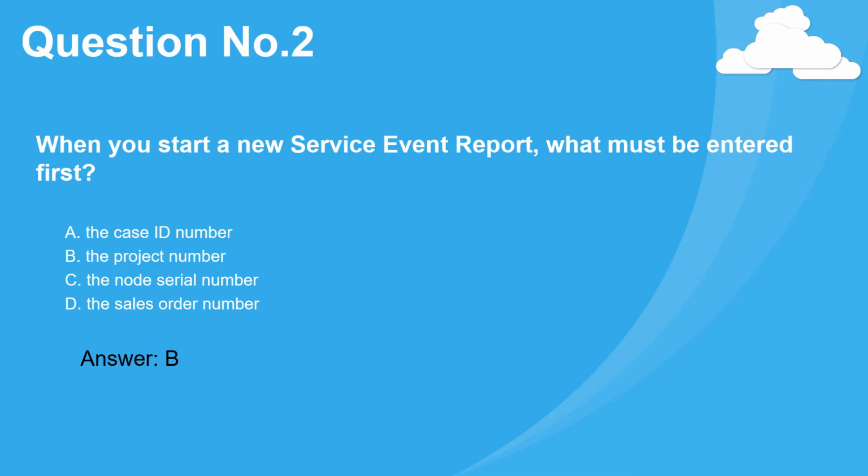Question number 2. When you start a new service event report, what must be entered first? A. The case ID number. B. The project number. C. The node serial number. D. The sales order number. Answer. B.